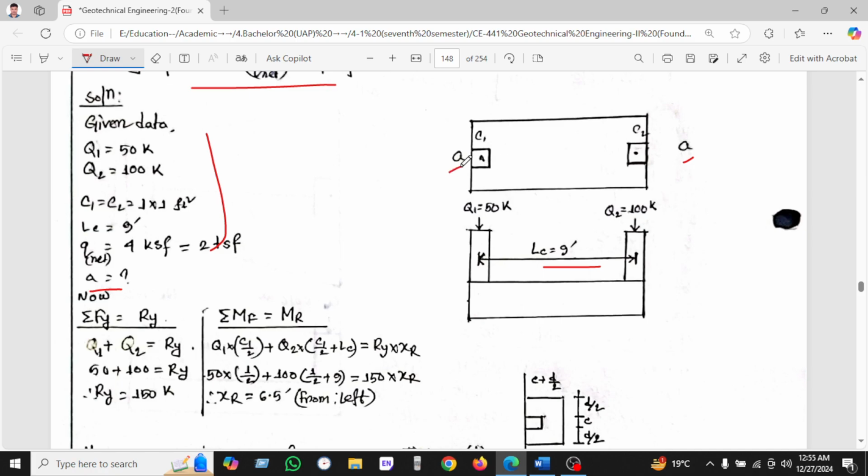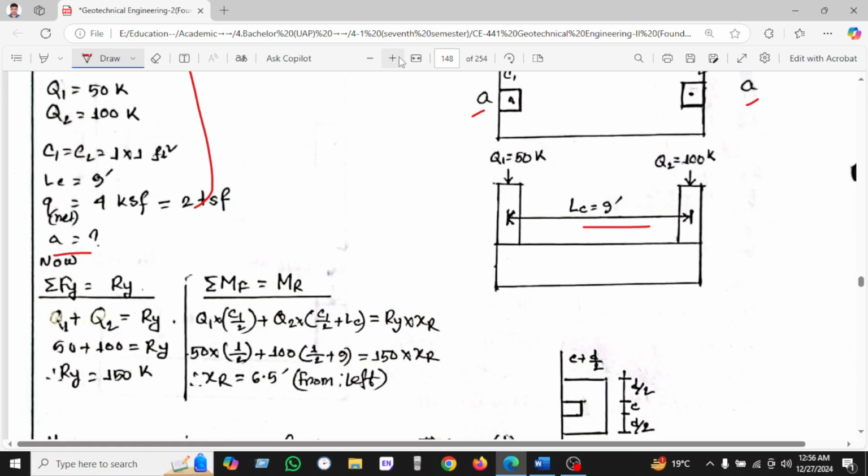So this is the A, as this is the rectangular beam. So now first of all we'll calculate summation of Fy equal to summation of Ry. So applied load equal to resisting force. So applied Q1 plus Q2, we know the Q1 and Q2, equal to Ry equal to 152. So this will be reverse of 152.